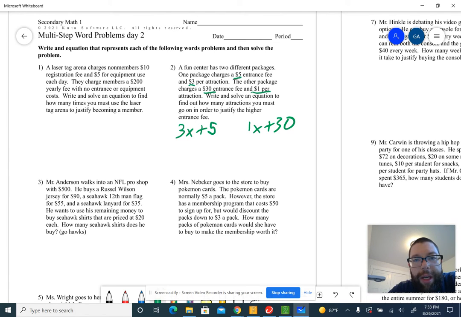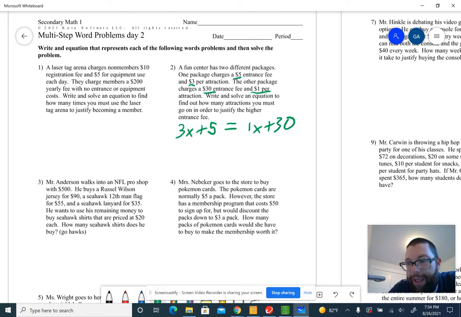It wants me to write an equation that would justify the higher entrance fee. Basically, it wants me to figure out how many rides I need to go on for this side to be equal to the other side. At that point, it's justified, and you can get that one or the same as the other one. It just wants me to know when these two are going to have an equal amount of money spent. So you would just set them equal to each other.